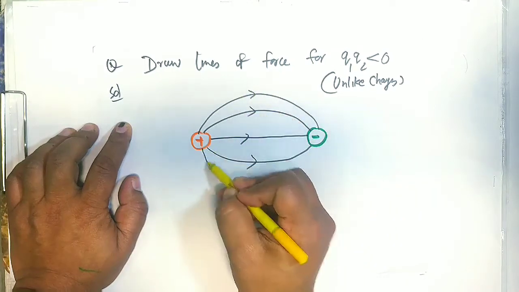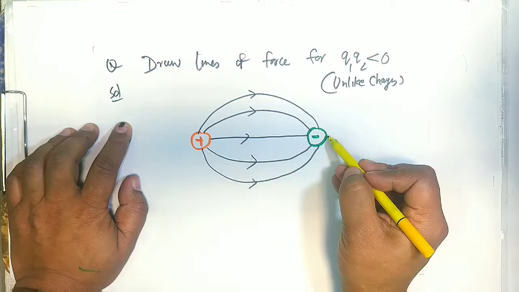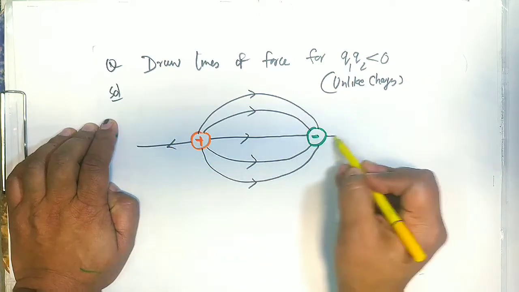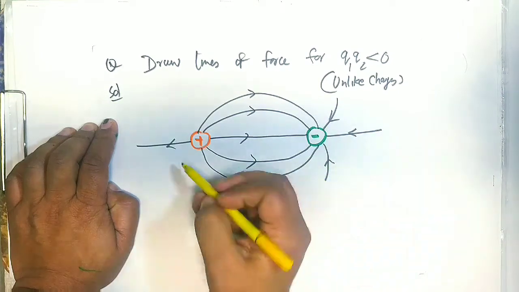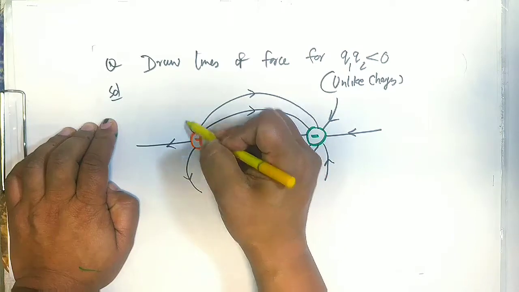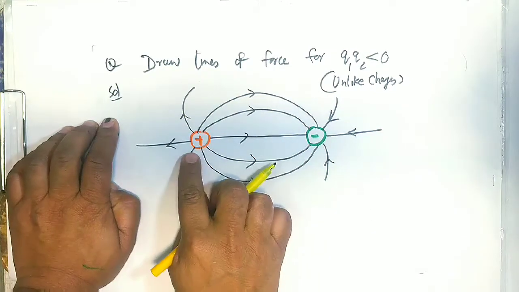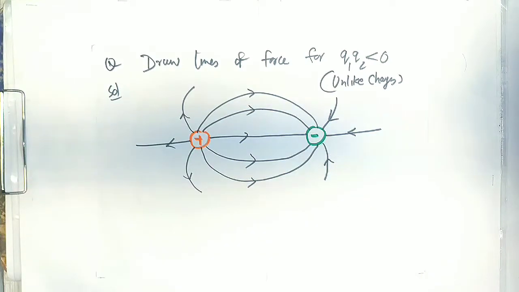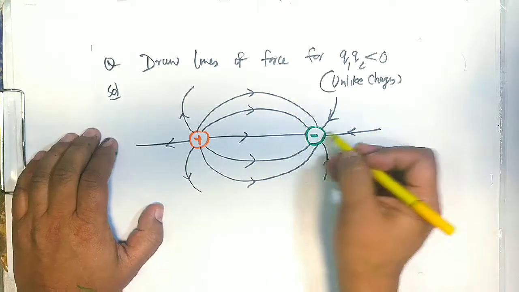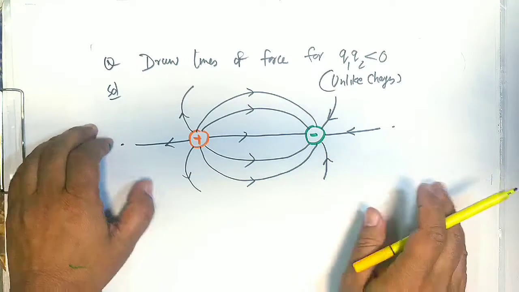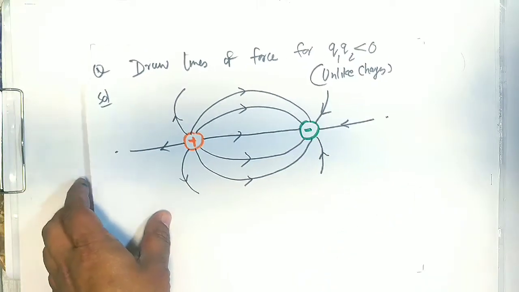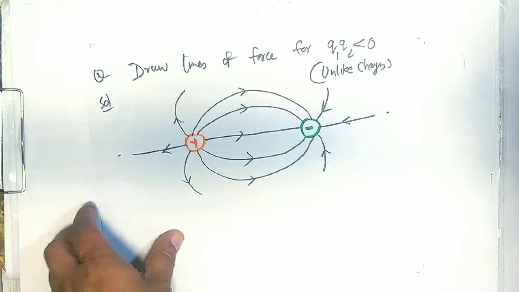They start from the positive charge, they end at the negative charge. And this is the line moving out, so this will enter from here. In this way, the lines enter and move out from this charge. So this is positive charge, this is negative charge. You can draw the line of force for unlike charges. In this way, we see that there will be somewhere a null point outside, here or here. You can find it out depending on the magnitude of the charges. So this is how we draw the lines of force for Q1, Q2 less than 0.